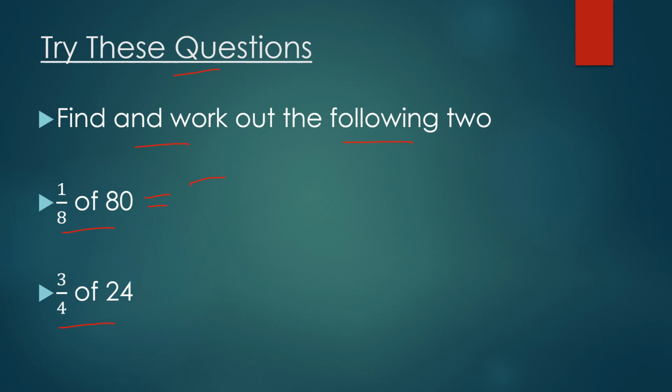So 1/8 of 80 is going to be 80 divided by 8, then times it by 1. So I'm going to get 10. Okay, well then if you got that, 3/4 of 24, a bit more tricky. We do 24 divided by 4, and then times it by 3. So 24 divided by 4, guys, will be 6. 6 3's will be 18. So 3/4 is equal to 18. So 1/4 of 24 is going to be equal to 6. We want 3/4, so we want 3 lots of 6, which is going to be 18. Okay, well then if you got that, that one's a bit more challenging.